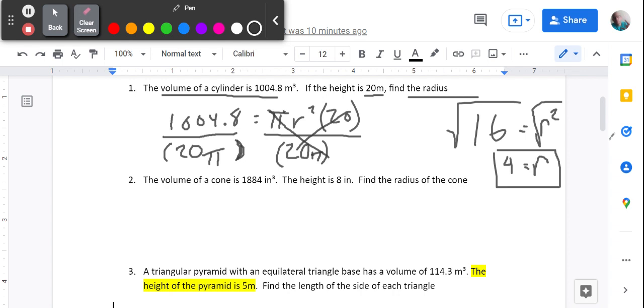Very nice. Okay. Simple algebra problem. Write the formula down. Put the numbers in they give us. Find the variable that we don't have, by getting the variable by itself. Questions?